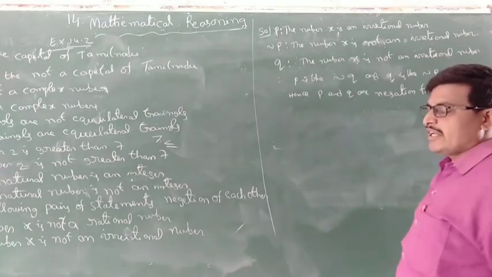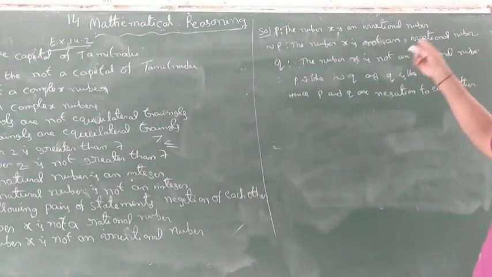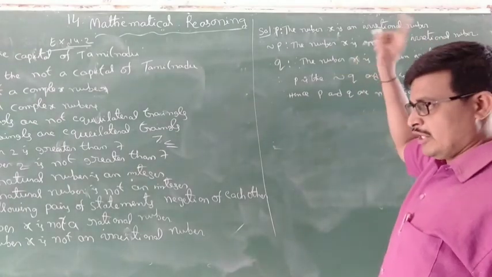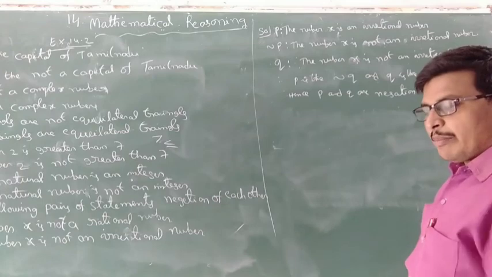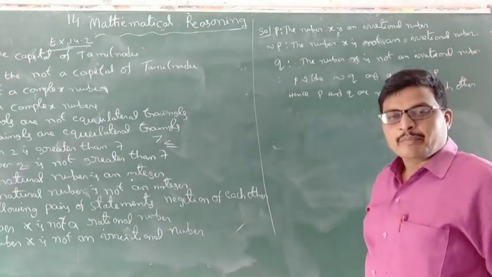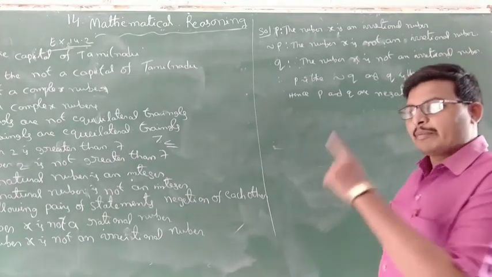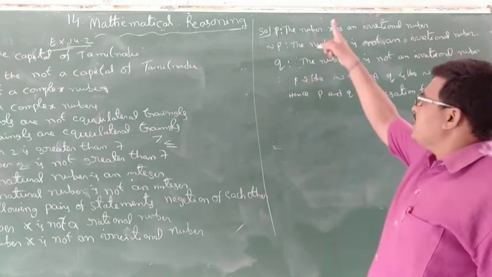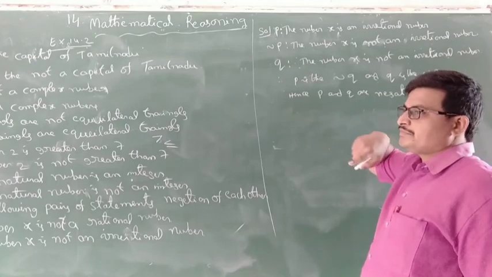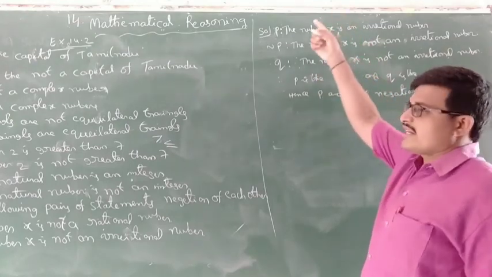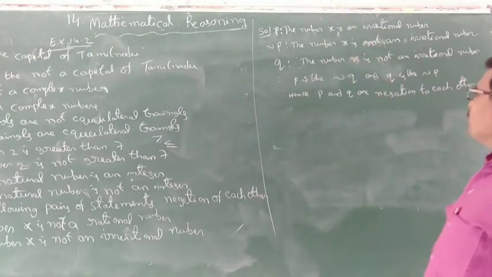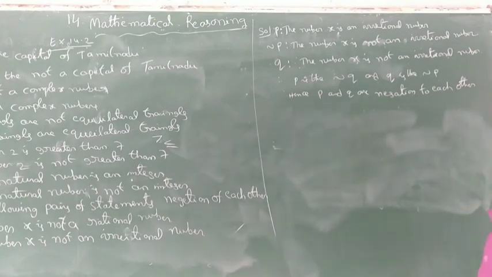What is the meaning of negation of each other? P should be the negation of Q, and Q should be the negation of P, just like perpendicular to each other: P is perpendicular to Q, and Q is perpendicular to P. So P and Q are negations of each other.